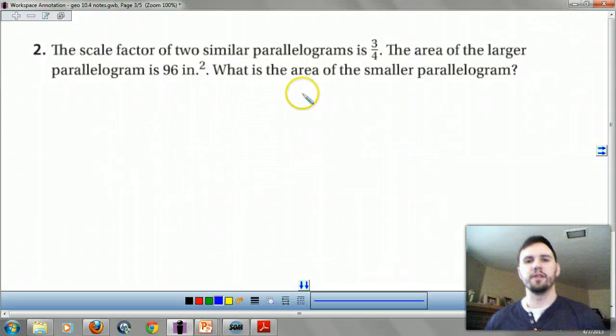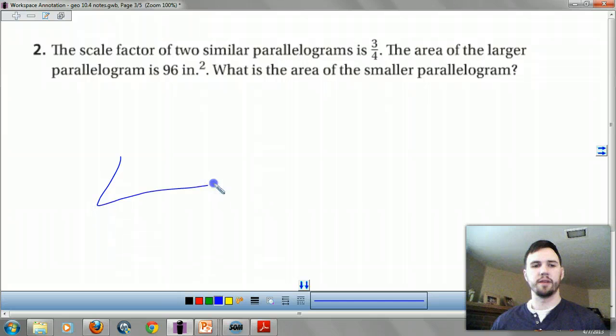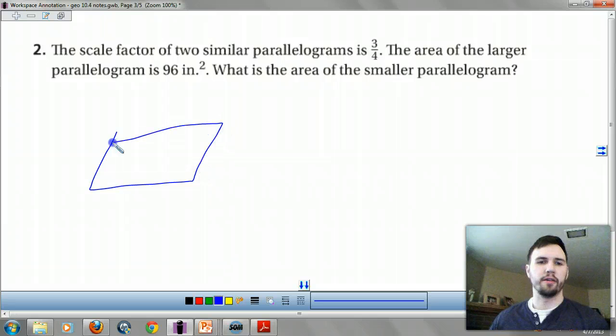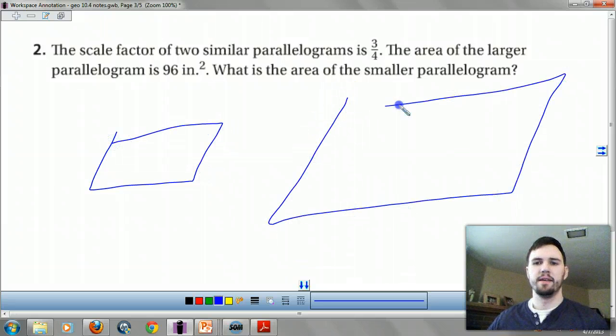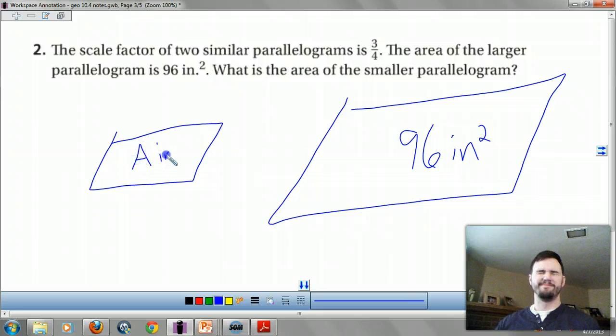Okay, the scale factor for two parallelograms is 3/4. The area of the larger is 96. What's the area of the smaller? Okay, so we have two parallelograms. Way to draw a parallelogram, Mr. Willier. Big guy, little guy. The larger one's area is 96 inches squared. This one we don't know. We have a 3 to 4 ratio, scale factor 3/4. So now, what's our area scale factor going to be?